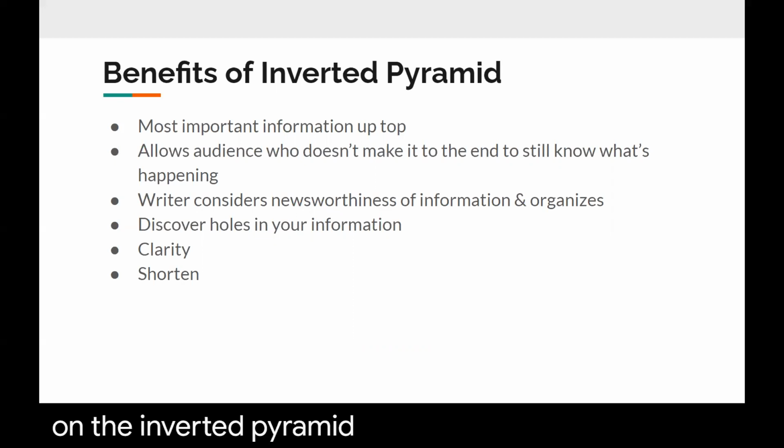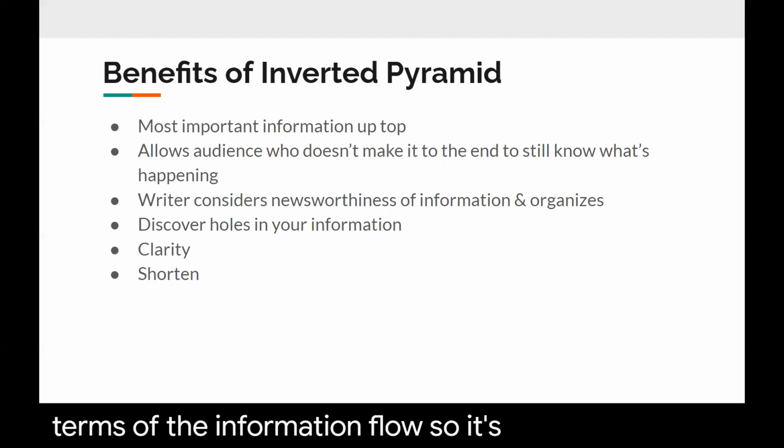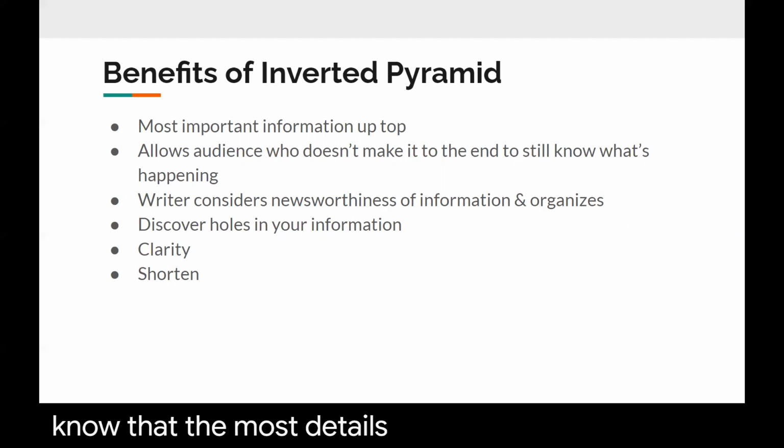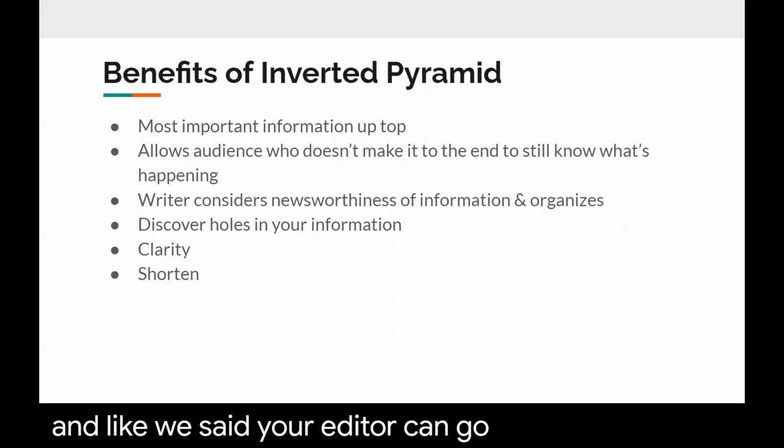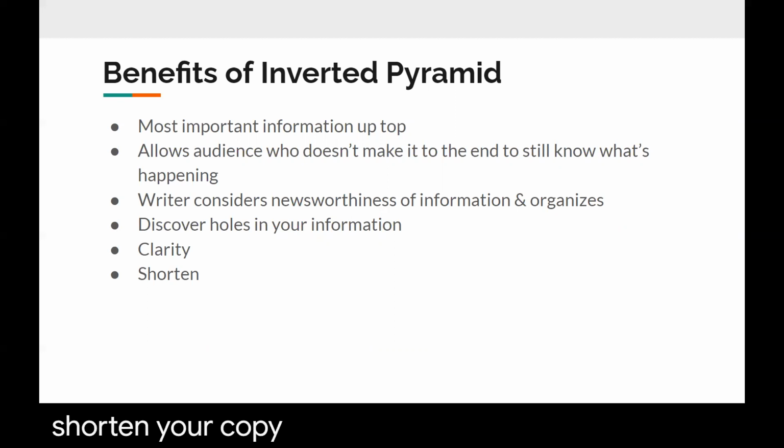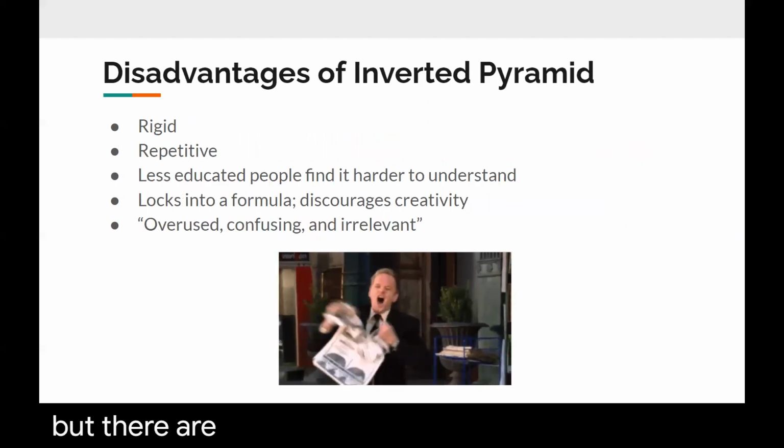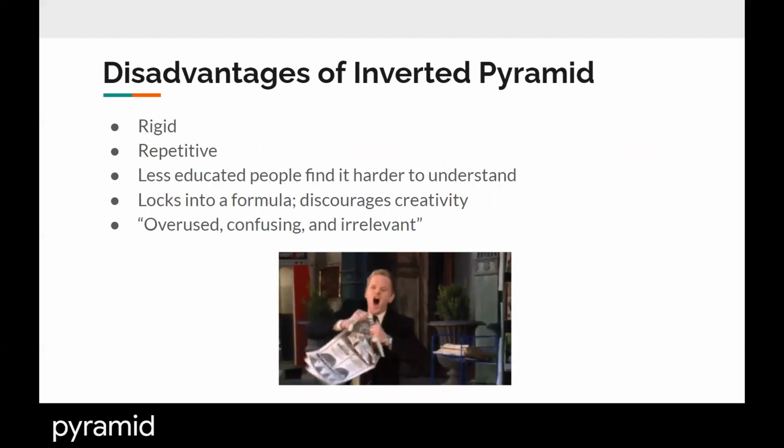The inverted pyramid style allows for clarity in terms of the information flow. So the reader can know that the most details are up top, and then you get less important information at the bottom. And like we said, your editor can go in and cut or shorten your copy based on the flow of information.